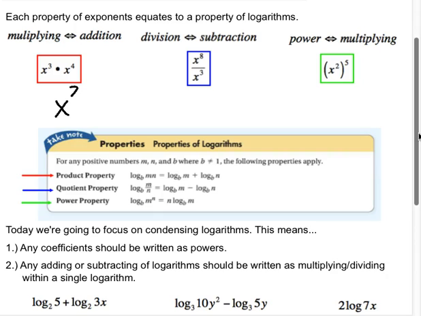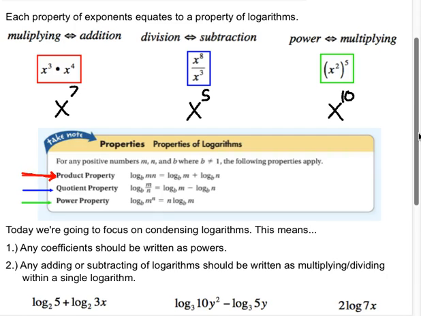You know that division and subtraction are connected. If you're dividing exponents, you subtract. Well, you're going to see that same connection when we're dealing with logarithms. And powers connecting to multiplying, you're going to see that same thing again. Okay, so each of those rules that you became familiar with from exponents, they're going to be connected to what we're doing with logarithms. And here, if you follow the color scheme that I have here, you'll even be able to see that connection.